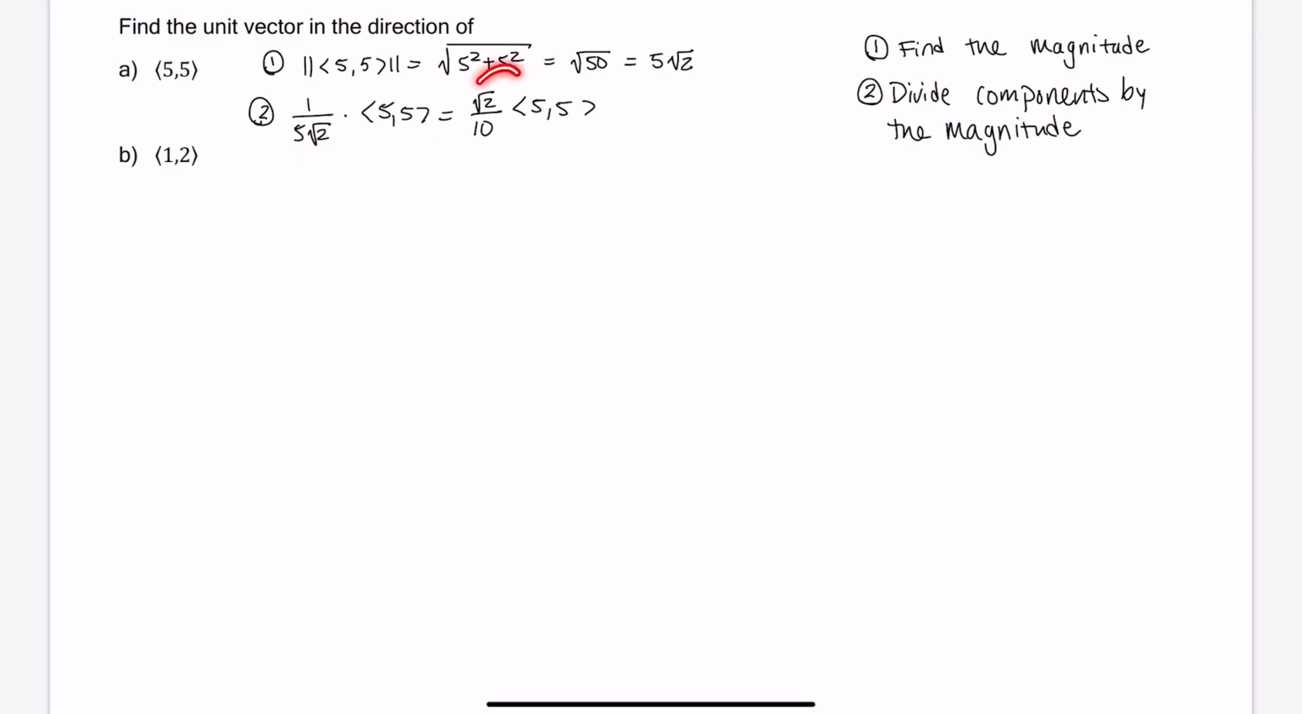Now all that's left is to distribute this. Root 2 times 5 over 10, that's just root 2 over 2. And the same for the y component.